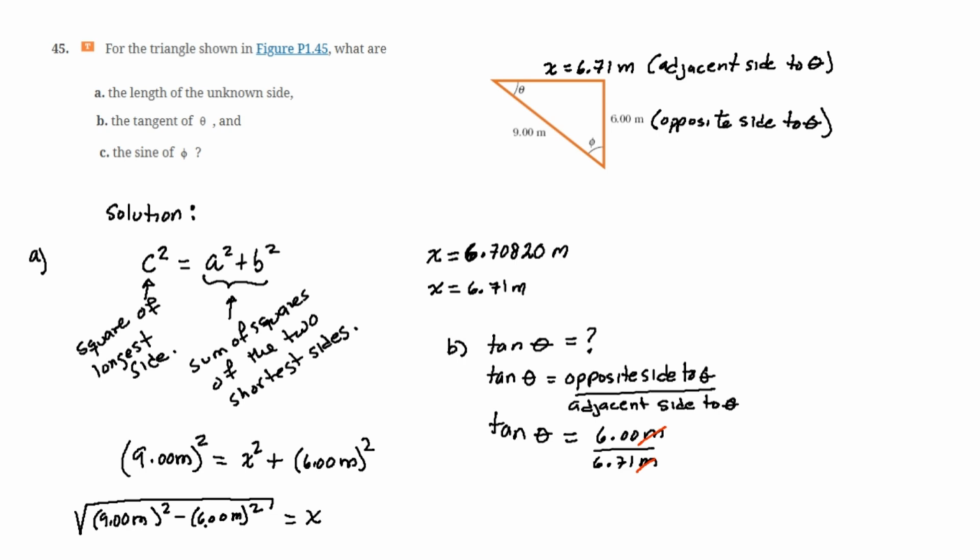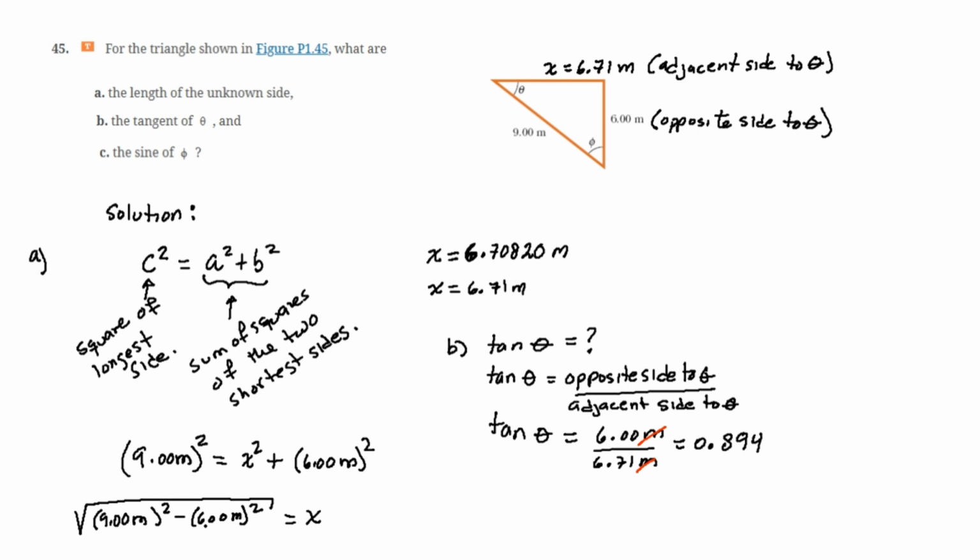So now when I divide 6 by 6.71, I will get that the tangent of theta would be 0.894. How many significant figures does 0.894 have? 3 significant figures. Which are the significant figures of 0.894? The 3 non-zero digits. These 3 non-zero digits are the significant figures. Okay? So this is the tangent of theta.